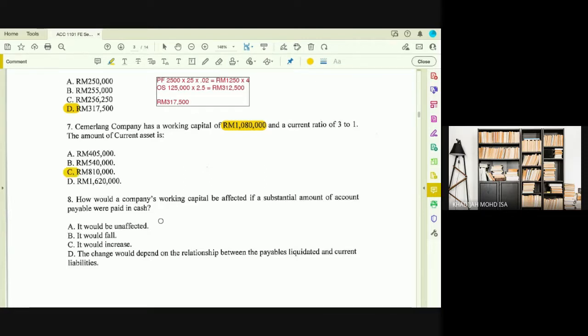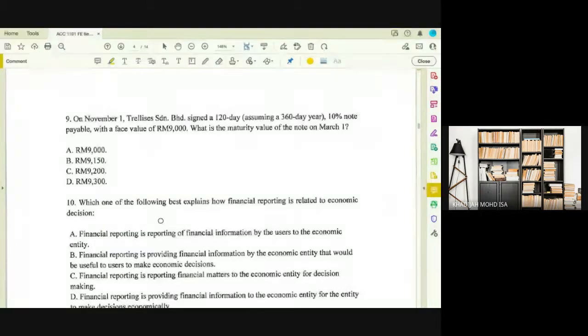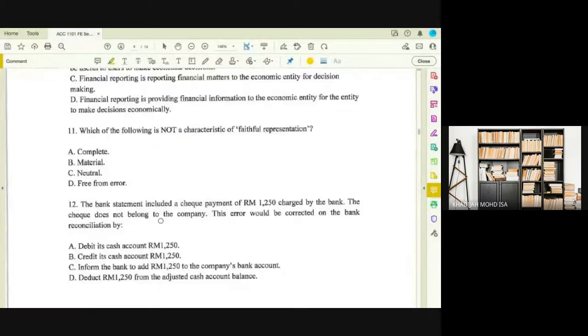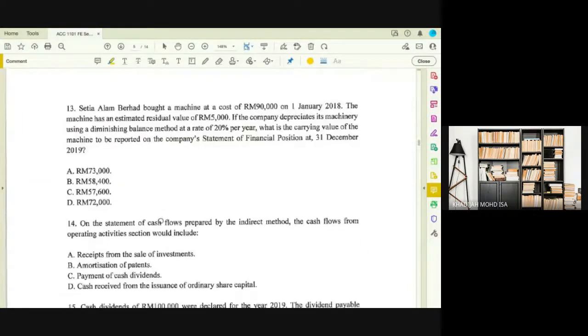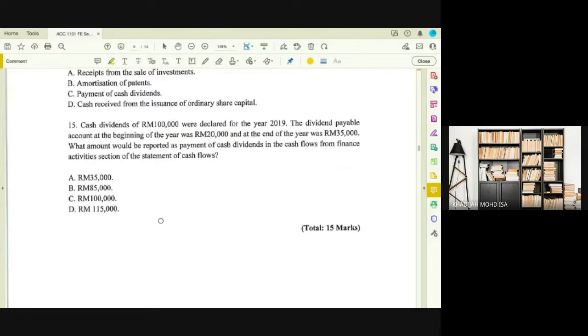Okay, all right. So your multiple choice questions will have, I think, about 15 questions, 15 marks. So do a lot of exercises on these multiple choice questions so that you get familiar with the questions. If you do 3 past year papers, you have already done 45 questions. So do a lot of exercises because it will help you to understand the questions better.